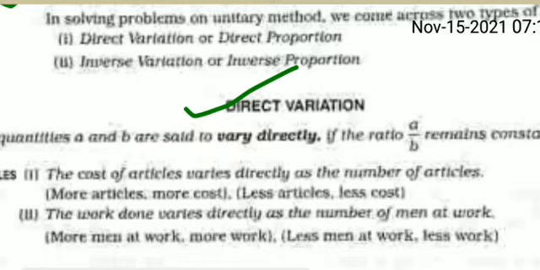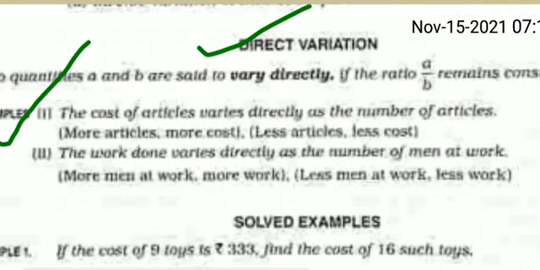Now, come to the next point here. The cost of articles varies directly as the number of articles. When the cost of articles varies directly as the number of articles, in that case direct proportion will occur. That means more articles will be more cost, fewer articles will be less cost. Another one, the work done varies directly as the number of men at work. That means more men at work, more work will be done, fewer men at work, less work will happen.